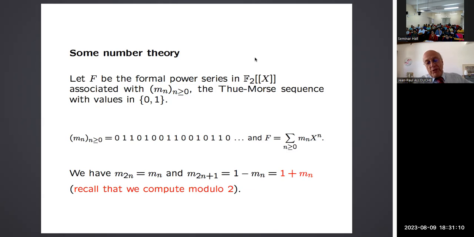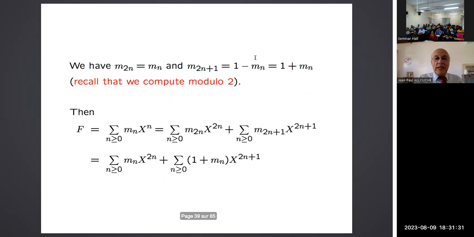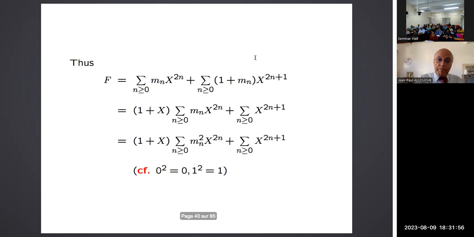So as we had previously with m_n, with the plus or minus translated into m, this gives that m_2n equals m_n, and m_2n+1 equals 1 minus m_n. And of course we are mod 2, so 1 minus m_n or 1 plus m_n is the same. So for f, we are going to split the formal power series f into the even and odd indices. The penultimate line is trivial: this is just the sum of m_2n x^(2n) plus the sum of m_2n+1 x^(2n+1). And then we replace m_2n by m_n and m_2n+1 by 1 plus m_n. Okay, good. Second line, we group together the sums where m_n occurs, and we have the remaining sum, which is the sum of x^(2n+1).